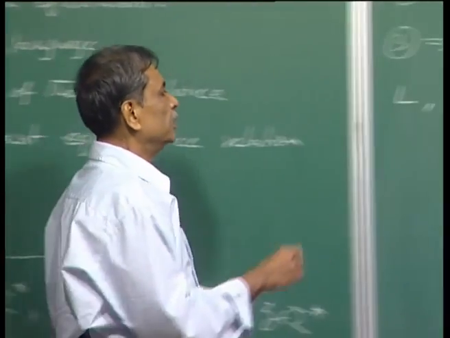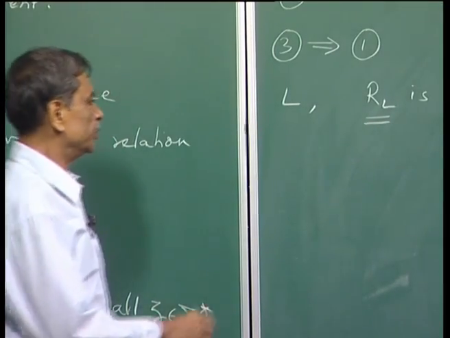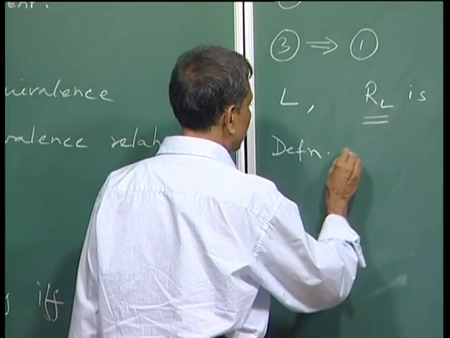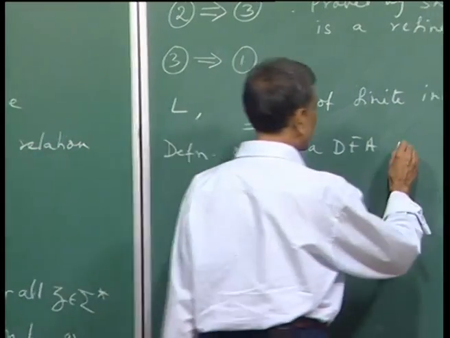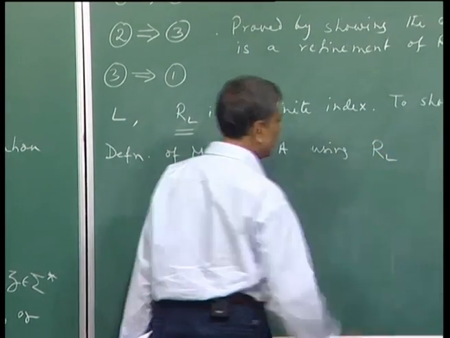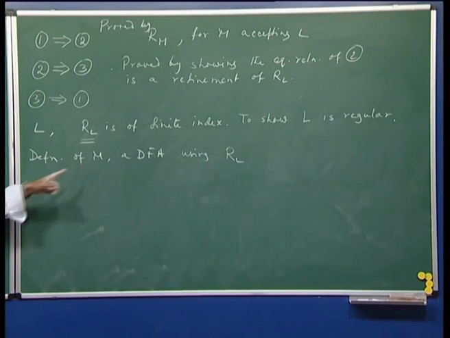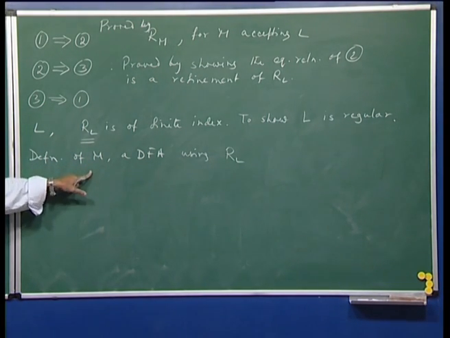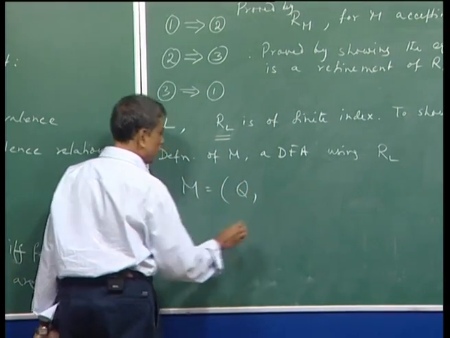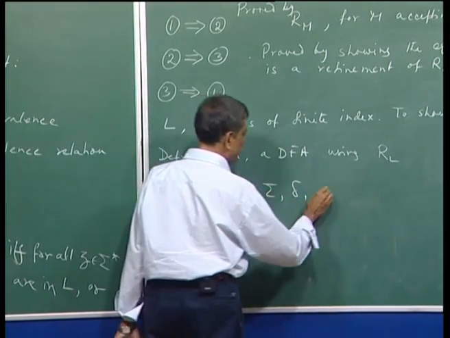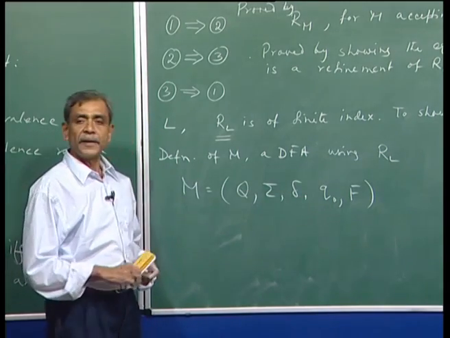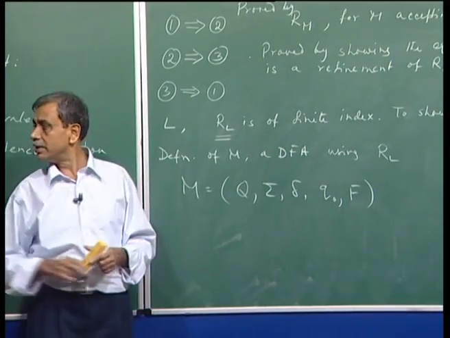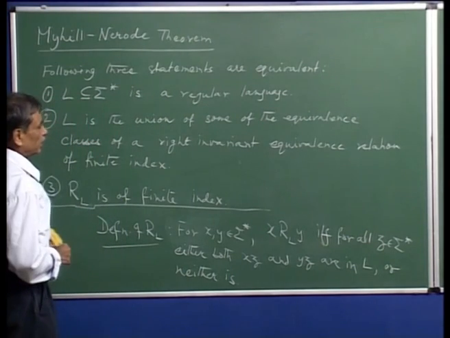using this relation R L. So, here is a definition of M, a DFA, using the equivalence relation R L, and we will show that this DFA M, which we are going to define now, will accept the language L. So, first of all, my DFA M is going to be as usual Q, sigma, delta, Q 0 and F. I need to tell what this Q, delta, Q 0 and F are. Sigma is, of course, the alphabet L is defined over.